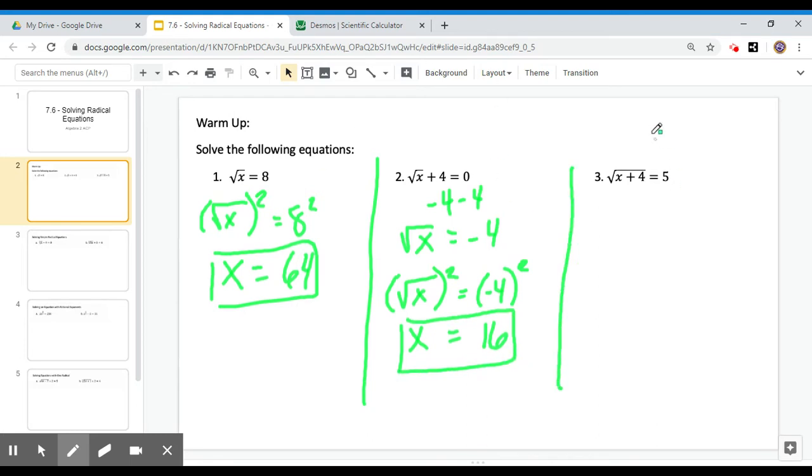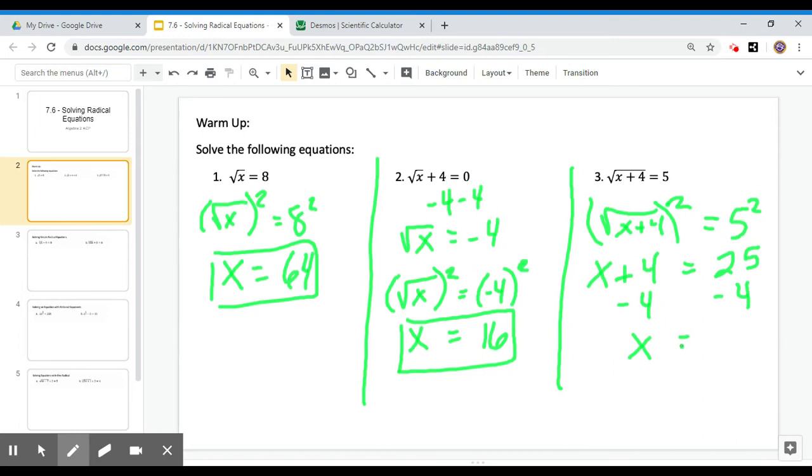Third one, the square root is already alone here. We can't take that 4 out because it's stuck underneath the square root. So we're going to square both sides like this. So square root of x plus 4, squared, equals 5 squared. And then the square root and the square cancel. So we're left with x plus 4 equals 25. And now one more step to get x alone. We need to subtract 4 from both sides, and x equals 21. So for this problem, just remember that if something is underneath the square root, you can't take it out until you get rid of that square root.